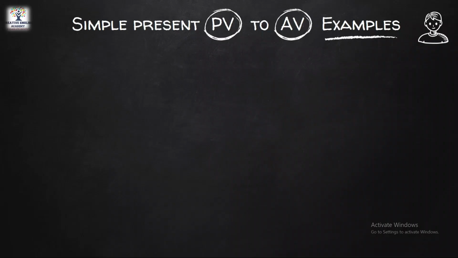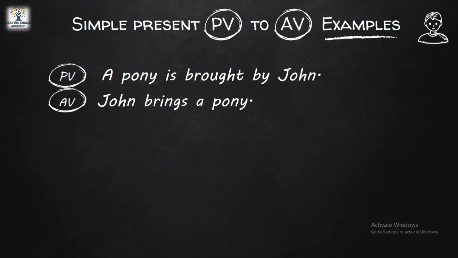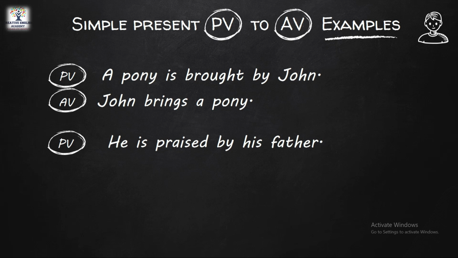This is the answer. Now I will provide you some passive structures, and we will change them into active, and vice versa. For example, in passive voice, one sentence I am giving you here: A pony is brought by John. So pony is an object, but it secures the position of subject here, and John becomes an object. But when we change into active voice, John will lead the sentence. So the answer will be like this: John brings a pony.